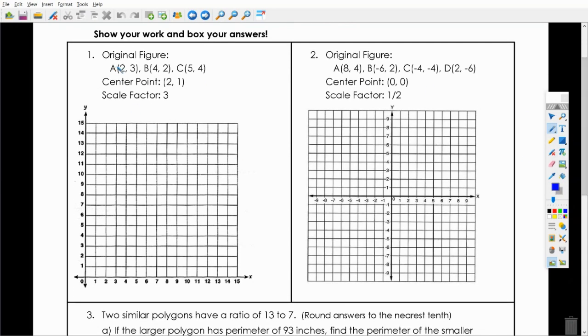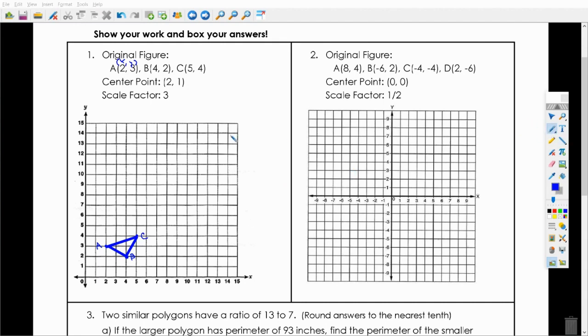Our original figure starts off with 3 points, A, B, and C. So you're going to plot it. Here, A, remember it's X, Y. So it's 2 for X, 3 for Y, so 2 right, 3 up. That's point A. You keep doing that. Point B, 4, 2, right 4, up 2. That's point B. And C is 5, 4, so right 5, up 4. There is point C. So you're going to create your shape there. It's going to be a triangle.